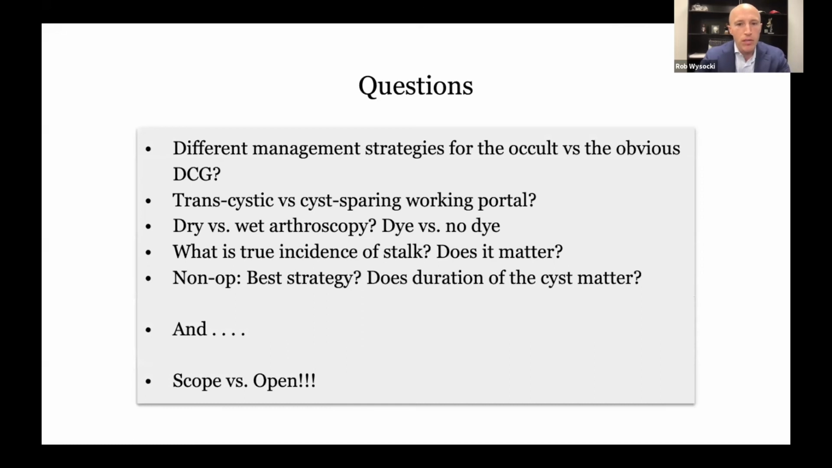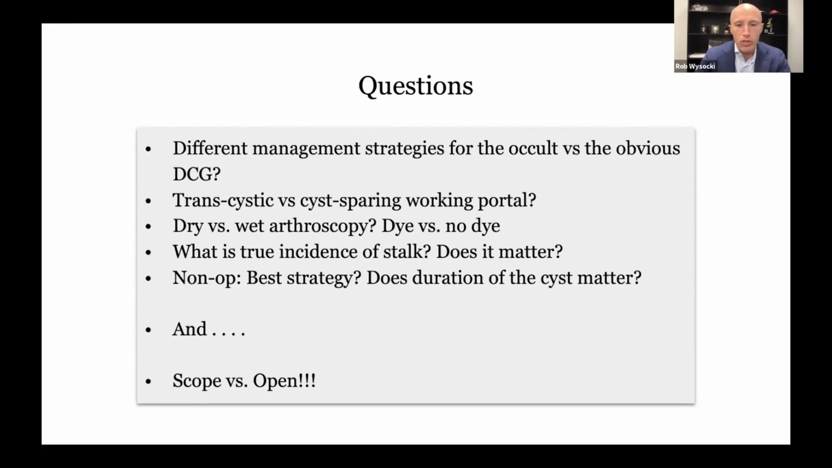So as I think of controversies or questions to discuss, for me, it's a few things. Number one, is there a different management strategy for the occult versus your more obvious lobular dorsal carpal ganglion cyst? Personally, in my practice, I find I take out more occult cysts than I do the large obvious ones. And sometimes I think that the occult cyst is almost like an amoeba that's kind of stuck on the dorsum of the joint, almost gets stuck like a rug under a door when the wrist comes into extension, maybe compared to the more large, obvious lobular ones that are more cosmetic than anything.